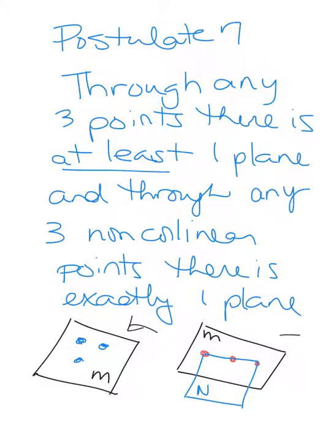However, if I'm moving to the example to the right, if I have 3 collinear points, 3 collinear points can be found in an infinite number of planes. So that's why the postulate states through any 3 points there is at least one plane. Because if it's collinear, then I can have an infinite number of planes, but if it's non-collinear, then I do have exactly one plane in which those points are found.